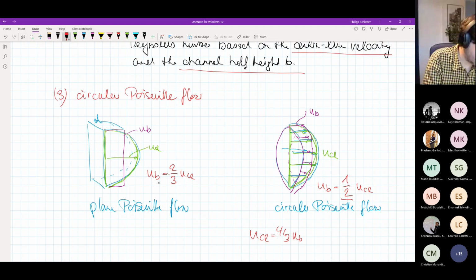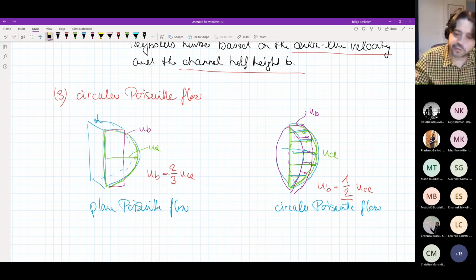So in the pipe, or in the channel, it is 2/3 of UCL. In the pipe, it is 1/2 of UCL. And again, the fact is, if you just visually think of how this integral needs to be done, you will then realize that the center needs to be faster.